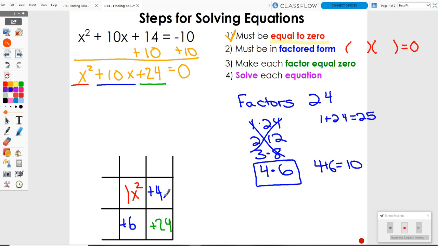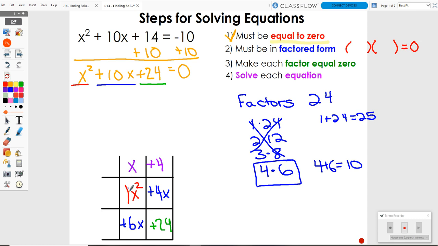So this 4 is actually a 4x, and the 6 is actually a 6x. And now we're ready to factor. When we factor, we want to look for the greatest common factor that these two numbers have in common. The greatest thing these two numbers have in common is a 4. They both can be divided by 4. And the greatest thing these can both be divided by is just an x.